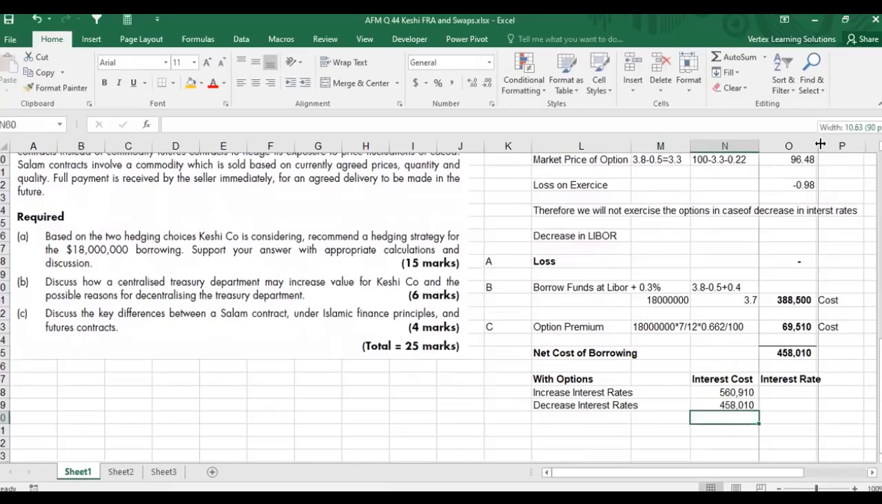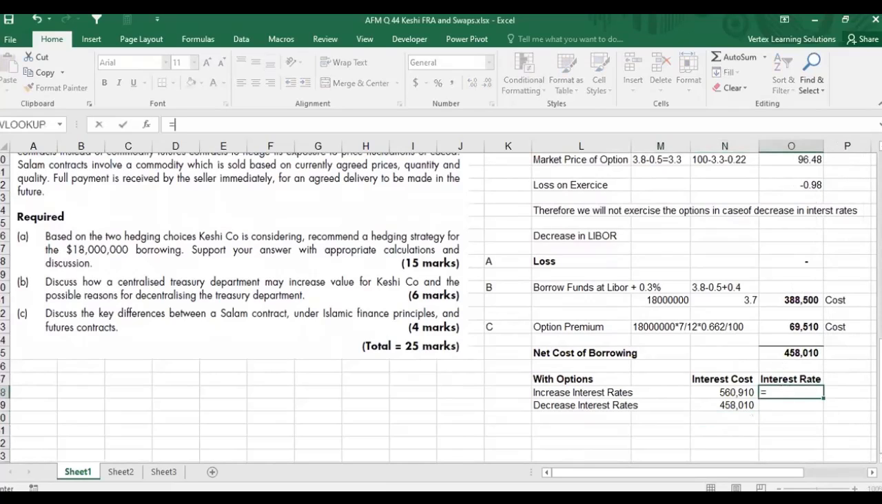And how do you calculate it in terms of percentages? When you want to convert it into percentage, this is the interest, 560,000, your total interest cost, which includes the payment to the bank. It includes the premium, which I paid for the option, and it has minus the gain. This 458 includes the interest to the bank at a lower rate, plus the option premium 69. And of course, there is no gain or loss. This is my total interest cost, which is a composite of everything.